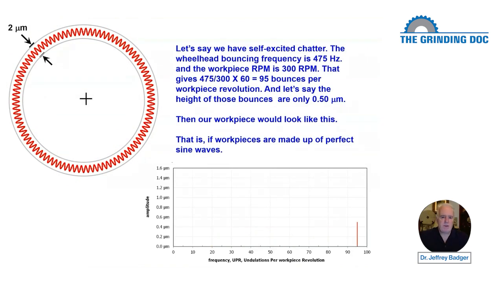Now let's say I have this all by itself. I've got a perfect circle, but in there I have 95, 25 undulations per rev.